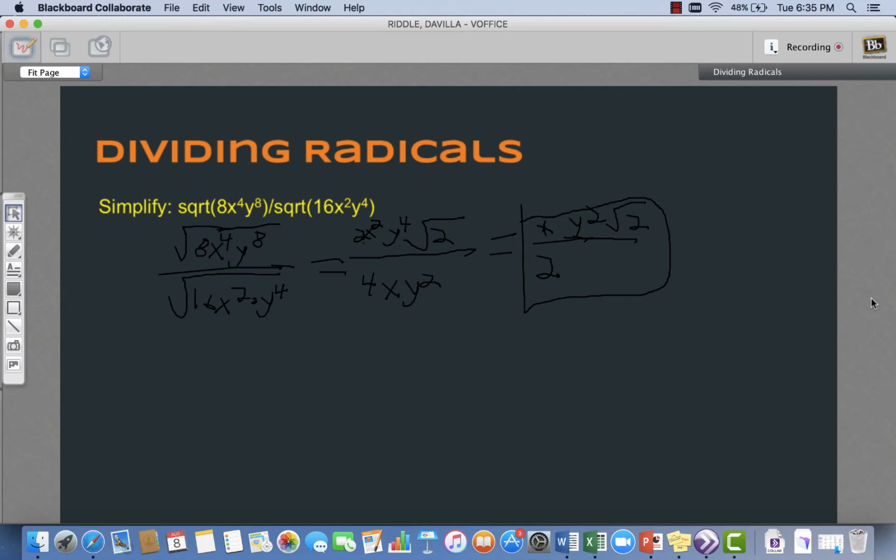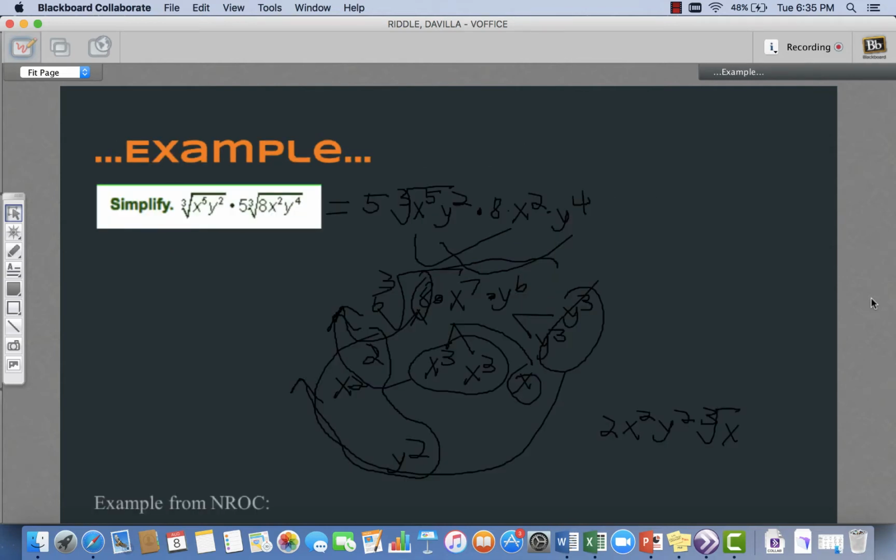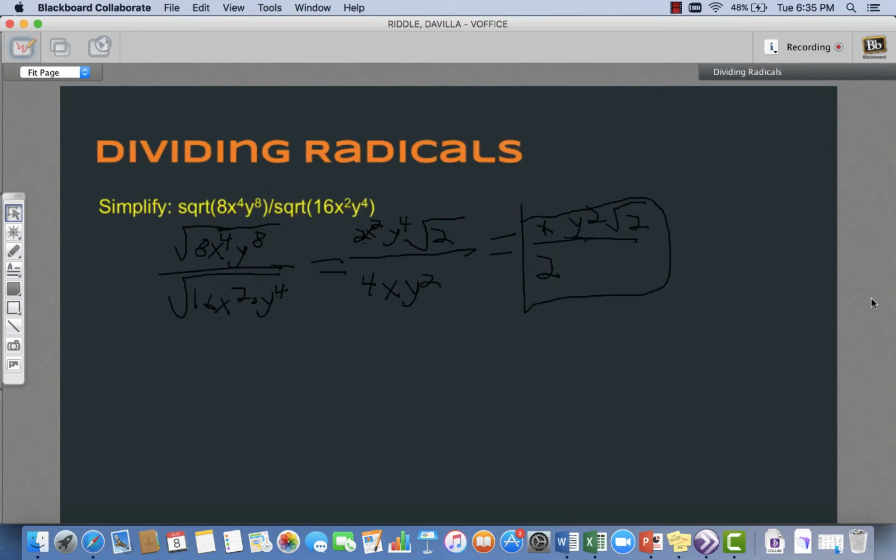Okay, awesome. It's just a little additional step compared to multiplying radicals, because first we simplify the top and bottom separately, and then we figure out what can cancel, so we can simplify it even further there. Think of it as multiplying radicals and then simplifying the fraction in the end. And that's where you can get your simplified answer.